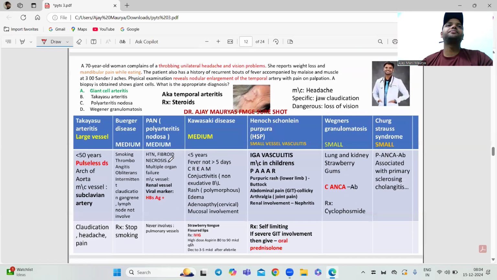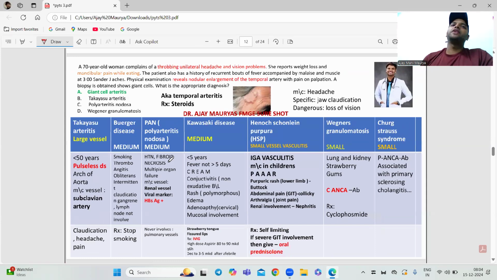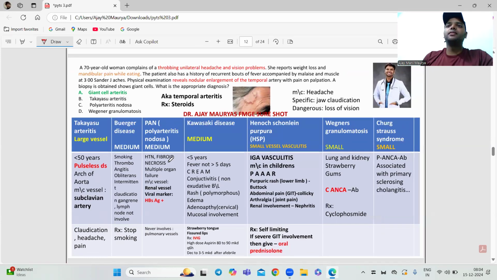Next one is, guys, the vasculitis, types of vasculitis. I think it will take 10 minutes to explain this one, but don't worry, I will just explain the important ones. Here, this is giant cell arteritis, also called temporal arteritis.